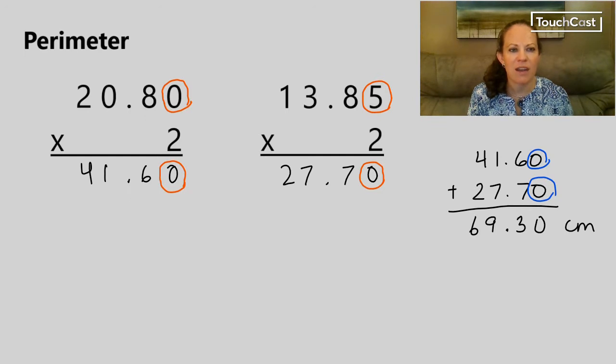Let me go ahead and circle the final 0. That's my combination of uncertain digits. So again, we have 4 significant figures with 3 certain digits and just our final uncertain digit.